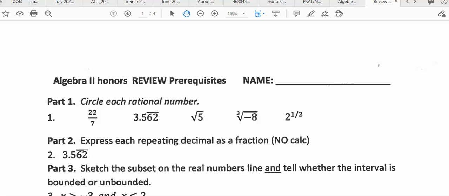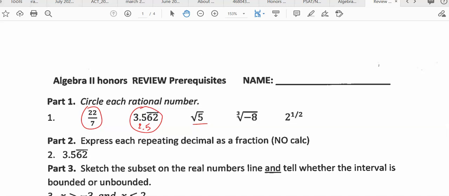Okay, so rational numbers are fractions, so that's definitely rational. Repeating decimals are rational. Also decimals that stop, like if we had something like 2.5, that would also be rational. Irrational, that's square root of a non-perfect square. Cube root of a non-perfect cube would also be irrational.